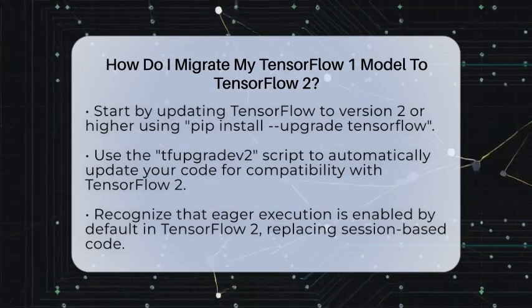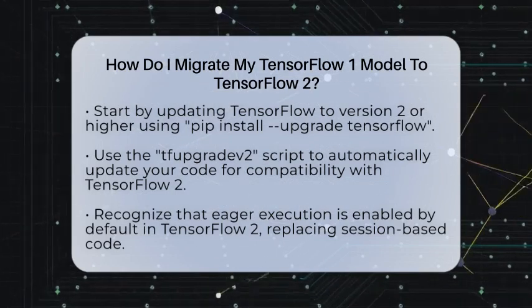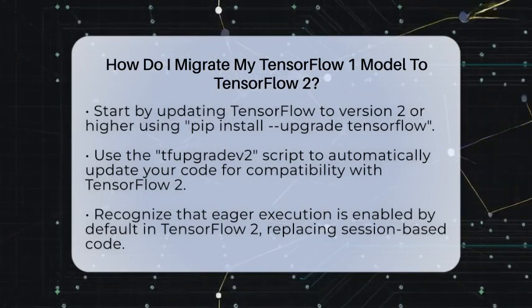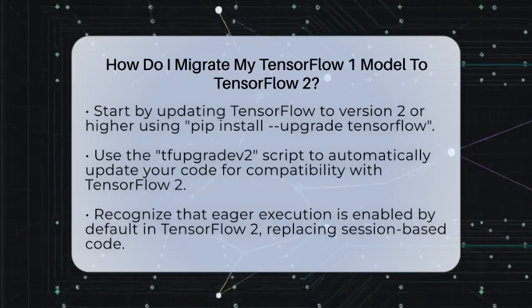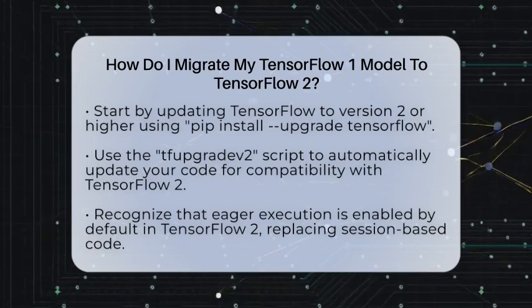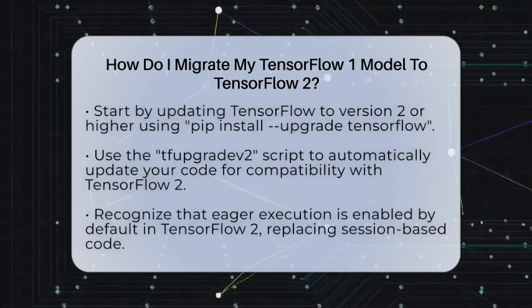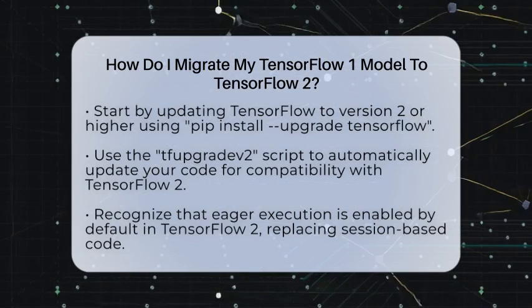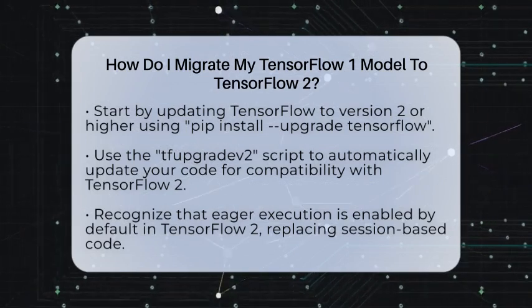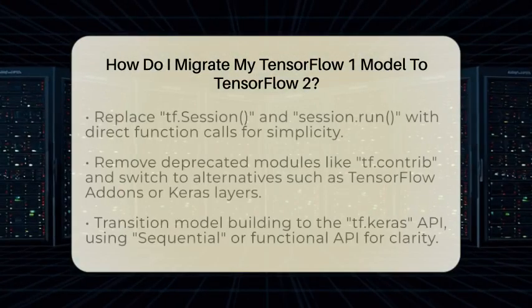Next, use the TensorFlow upgrade script called tf_upgrade_v2. This tool scans your existing code and automatically updates many of the API calls to be compatible with TensorFlow 2. It's a great starting point because it saves you time and reduces errors. Run it from your command line, pointing it to your script files.